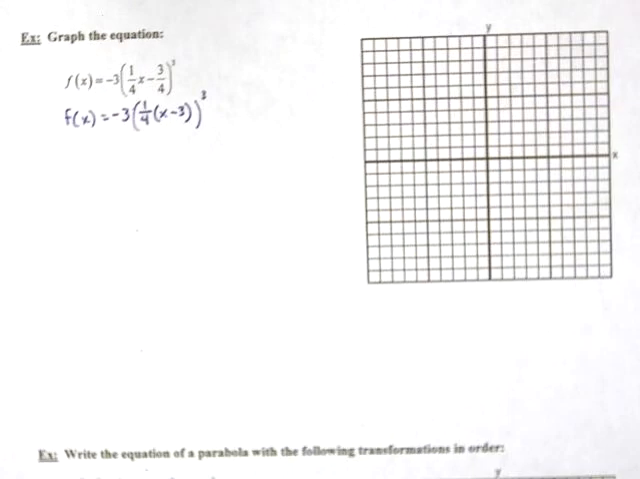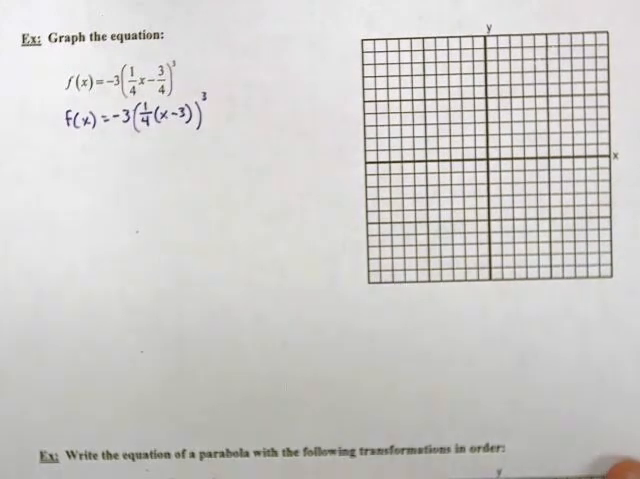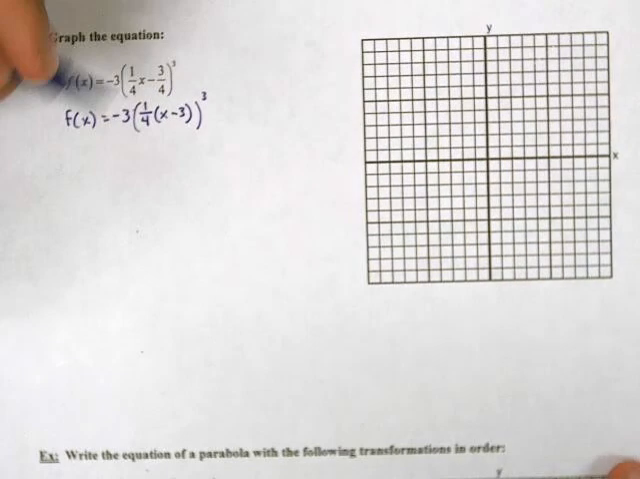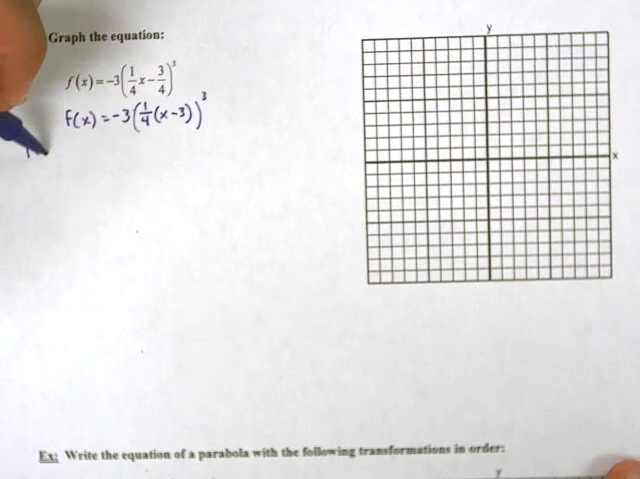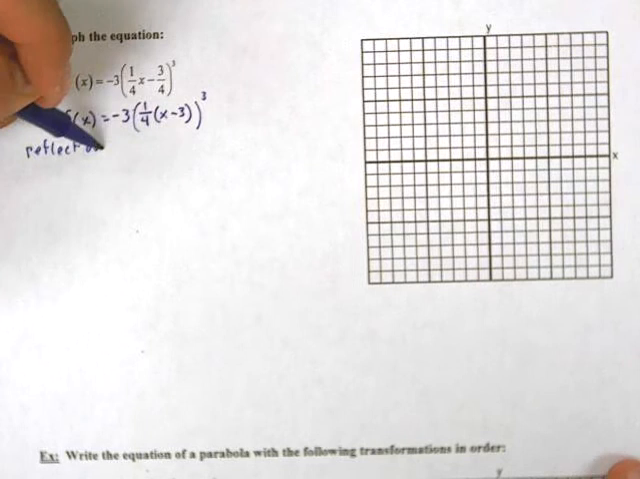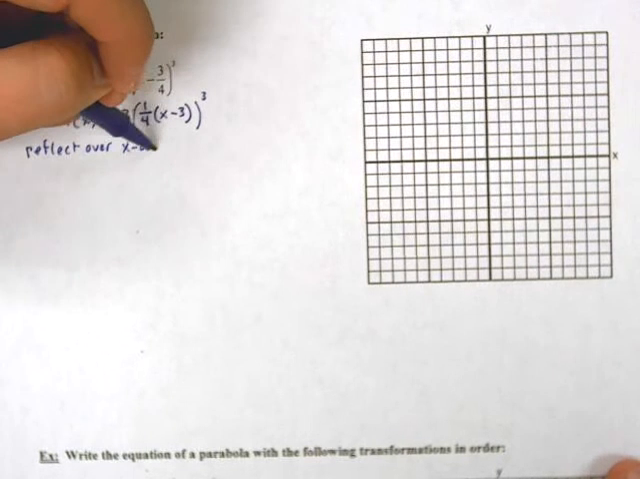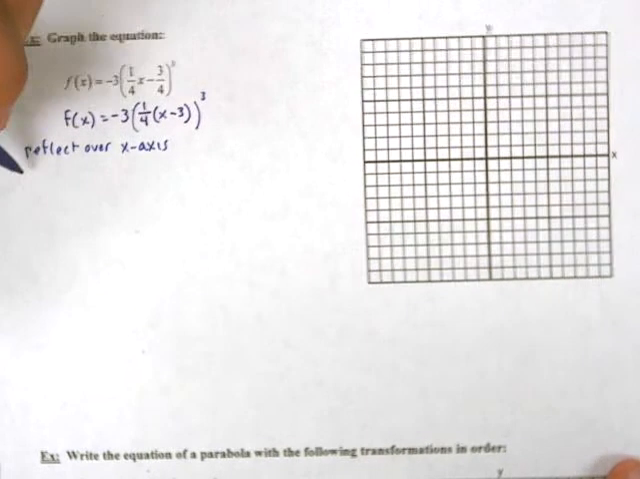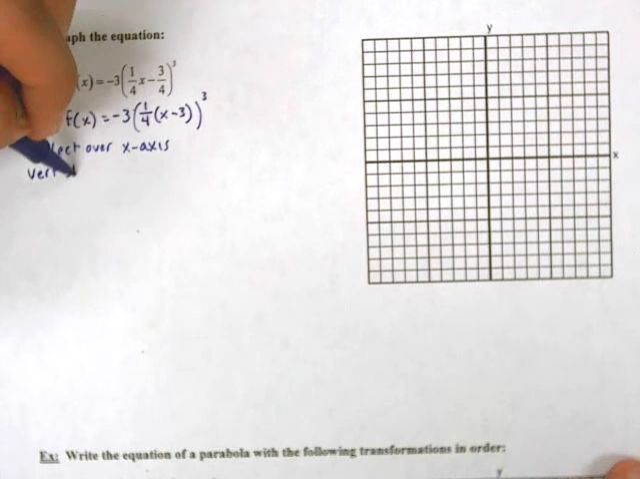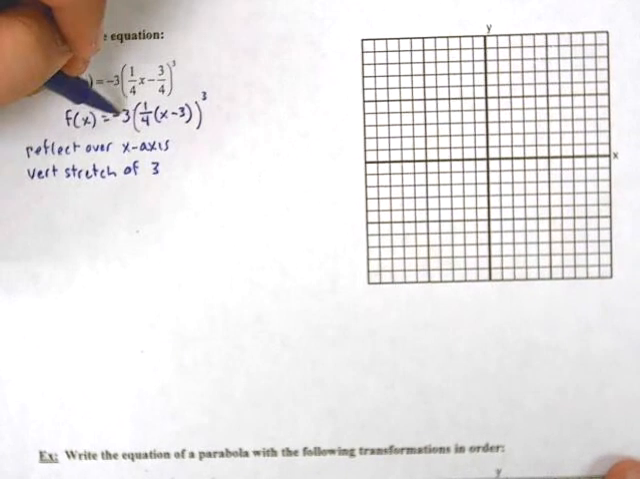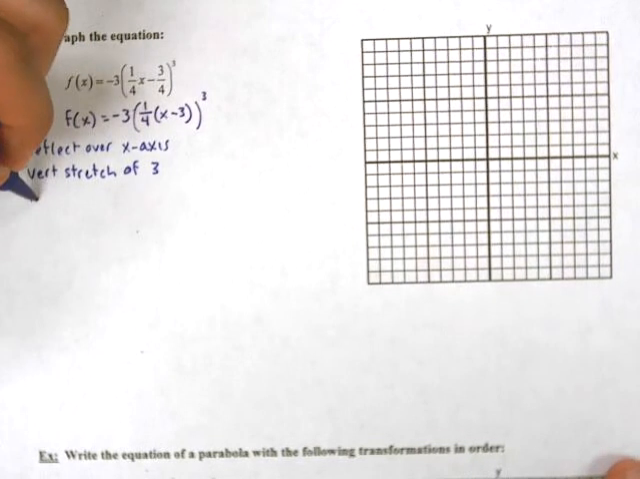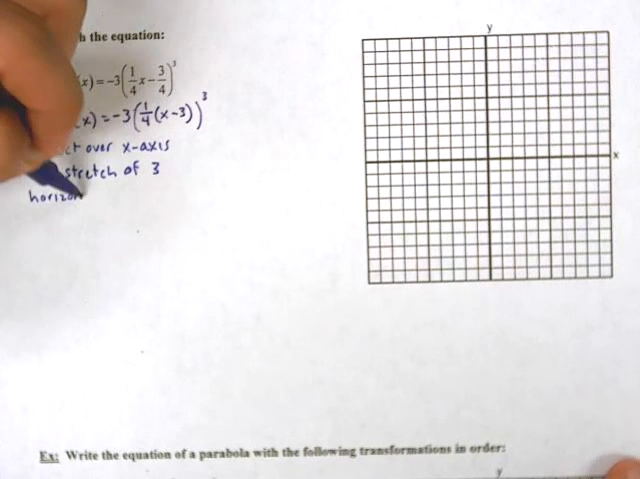Okay? So now that we have our function, we can go ahead and list our transformations. Negative. Okay, we have a reflect over the x-axis. We have a vertical stretch of 3. Boom, boom. Okay, we have a horizontal. What do we have here? Horizontal what?